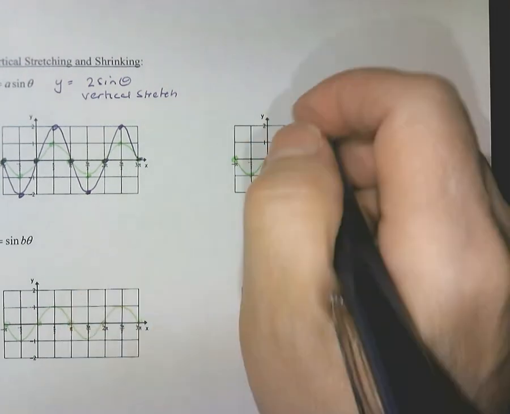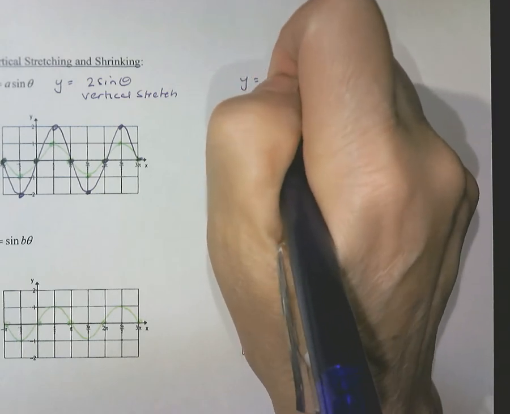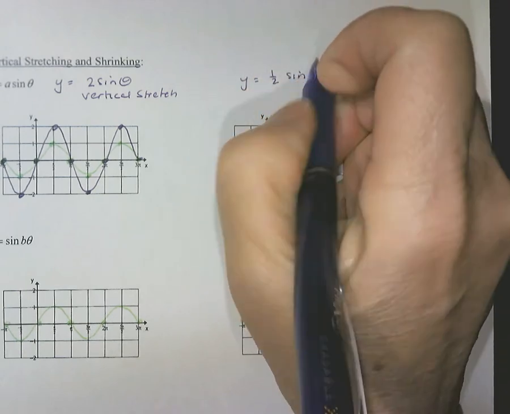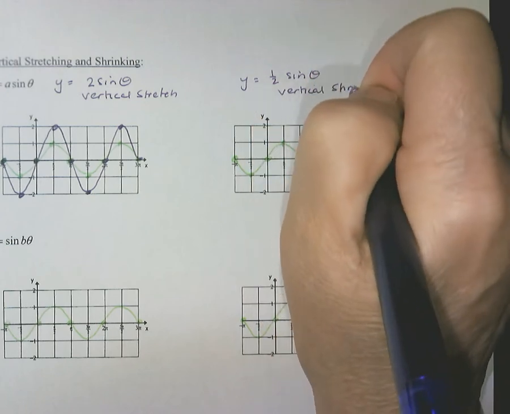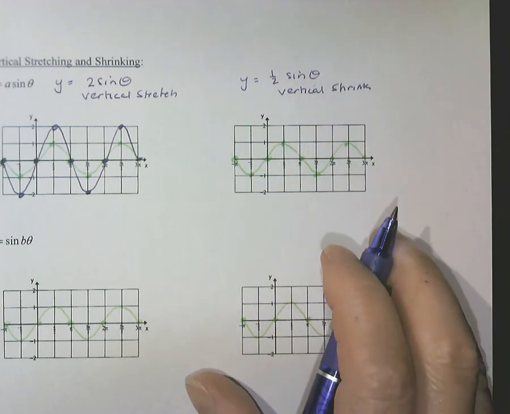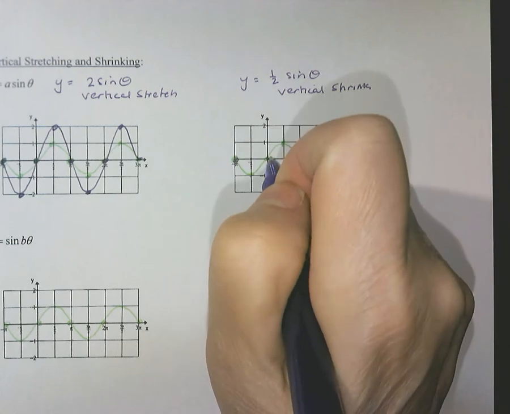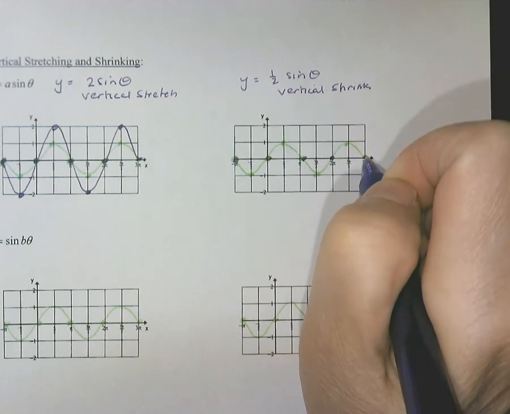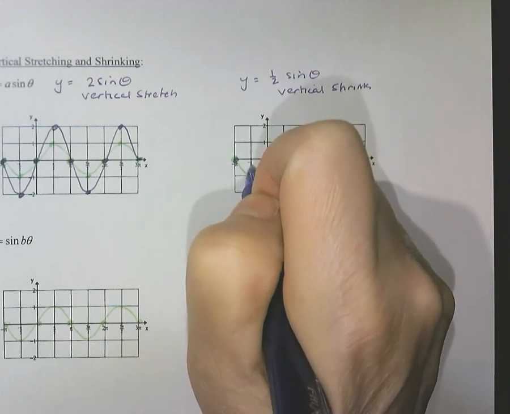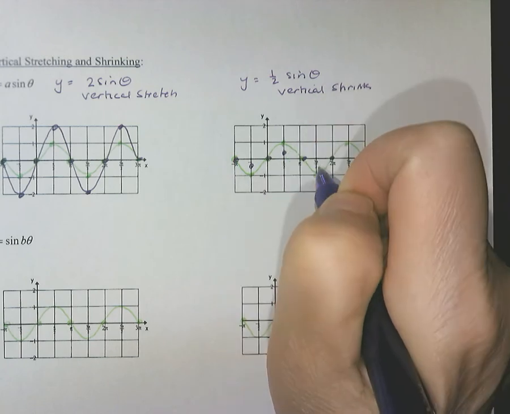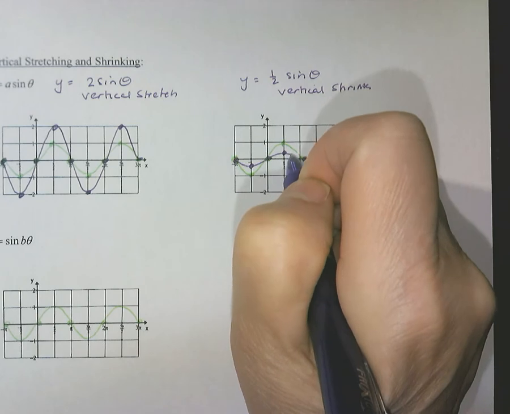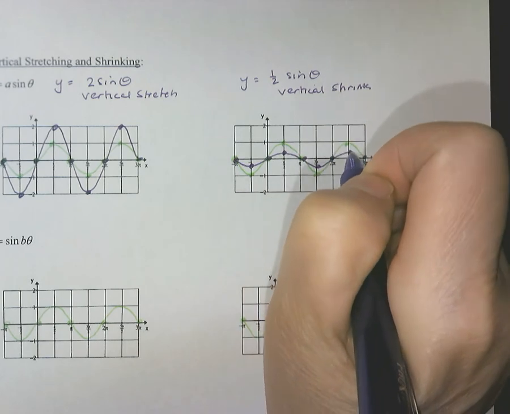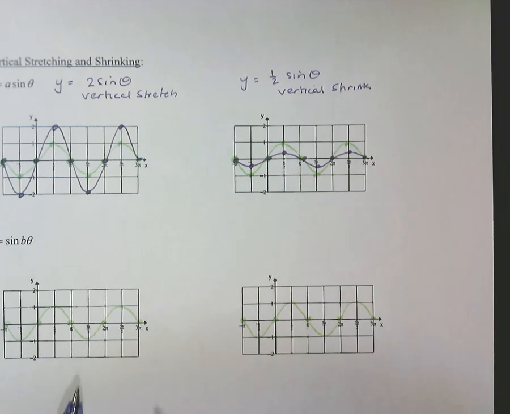If I were to take y equals 1/2 sine theta, that is going to be a vertical shrink or compression. All my x-intercepts stay the same, and all these maximum and minimum values go to 1/2. So it's a vertical shrink.